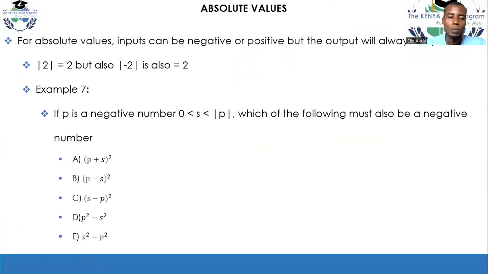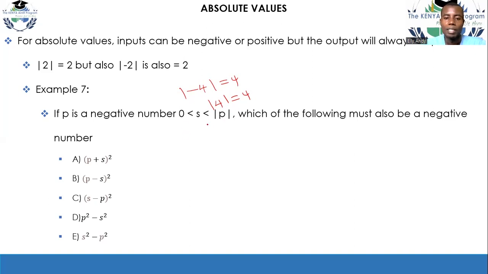And that brings us to our last example for today. In this example, the question reads, if P is a negative number and we have this inequality here, which of the following must also be a negative number? Now, before we tackle this problem, let's remind ourselves of another thing, that is the absolute value of a number. The absolute value of a number is the value of that number without regarding its sign. For example, the absolute value of -4 is 4, and the absolute value of 4 is also 4. So basically, the absolute value of a number is just the value of that number without regarding its sign.